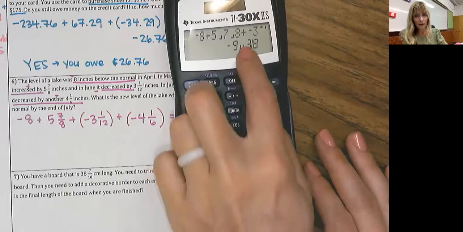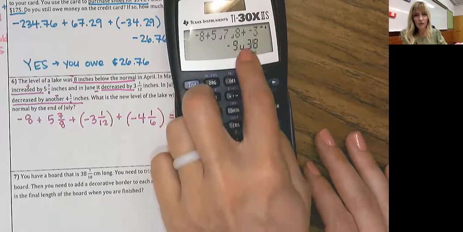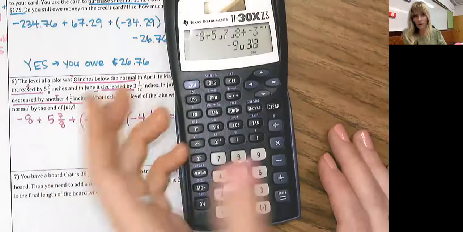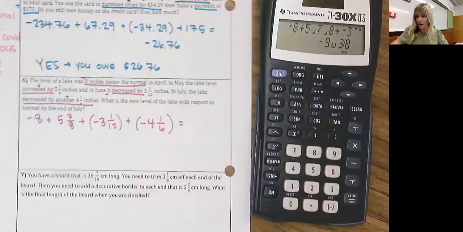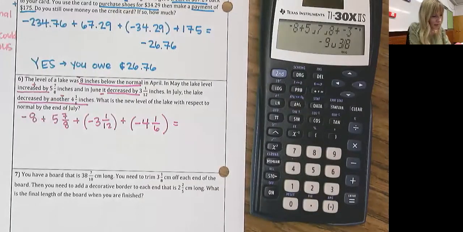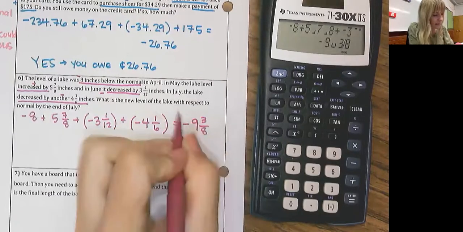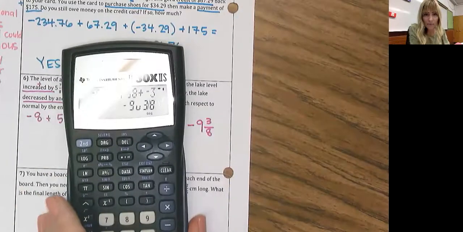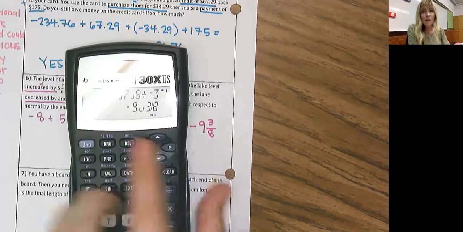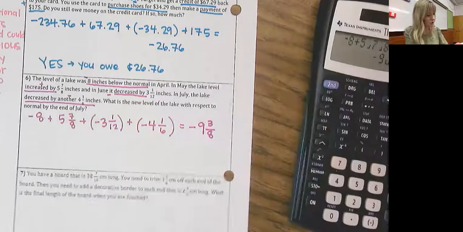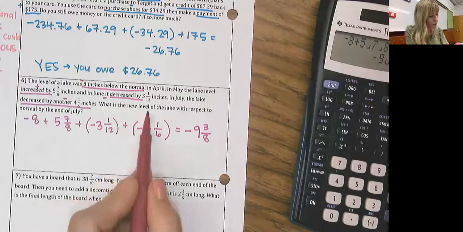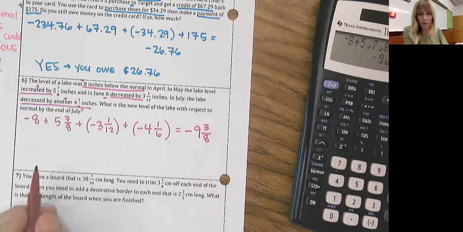This weird U thing is just your calculator's way of telling you a mixed number answer, which makes a lot of sense for this. So the answer that I get here is -9 3/8. This is how it shows in my calculator. This is how I write it on paper. Now, relate it back to the question. What does this mean?